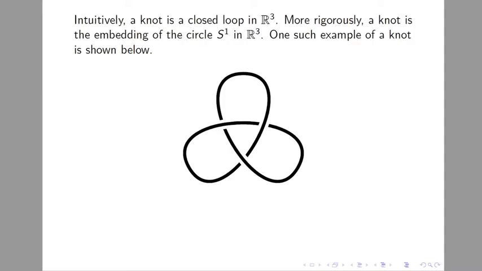Intuitively, a knot is exactly what it sounds like, a string that makes a closed loop in three-dimensional space. More rigorously, it's the embedding of the circle S1 in R3. Here, we see the knot diagram for what is called the trefoil knot. At each crossing, a small gap is used to indicate which arc passes over the other.